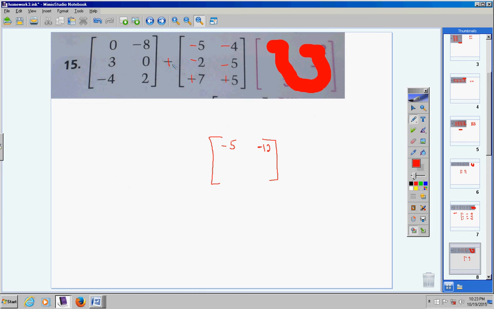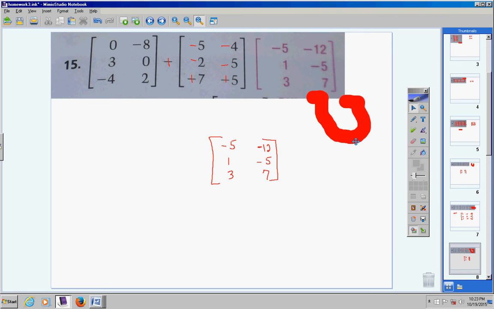3 plus a negative 2, 1. 0 plus a negative 5, negative 5. Negative 4 plus a positive 7, 3. 2 plus a positive 5, 7. And there's our answer, okay?